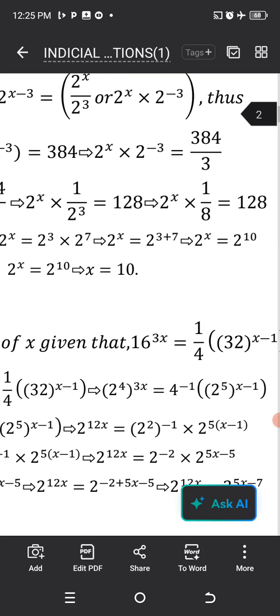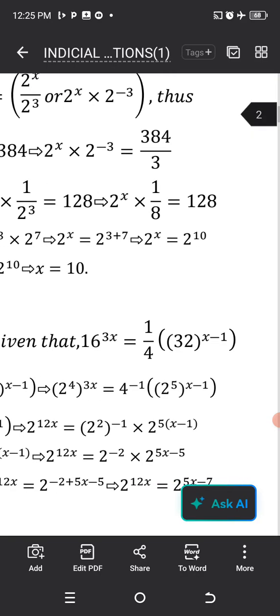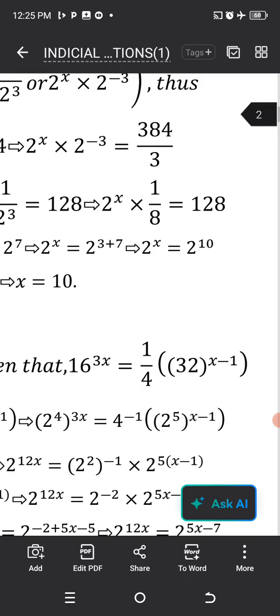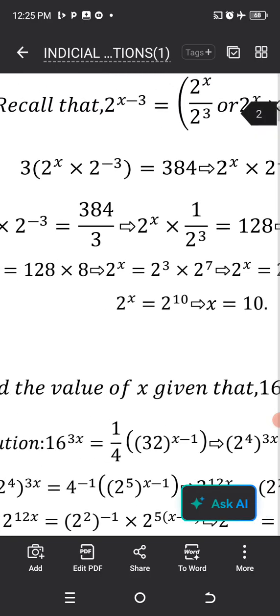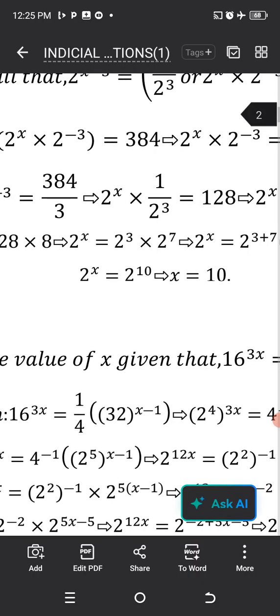So, what will be the expression? When you divide 384 by 3, you have 128. You can press your calculator and confirm that. And recall that I told you whenever you have a negative index, you can change it back to a fraction, and the format is what? Let me just show it here. So don't be shocked why we have multiplied by 1 over 8.